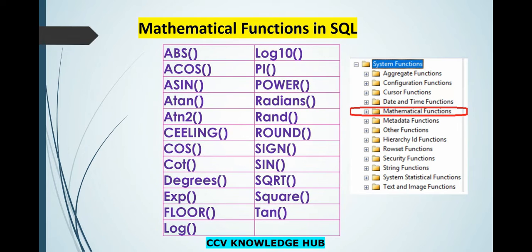So here are the very important mathematical functions available in SQL Server. If you open SQL Server, we can see these different types of functions: aggregate functions, configuration functions, cursor functions, date and time functions, mathematical functions, hierarchy ID functions, row set functions, security functions, string functions, system statistical functions, text and image functions. Now in this session, we are going to learn mathematical functions.